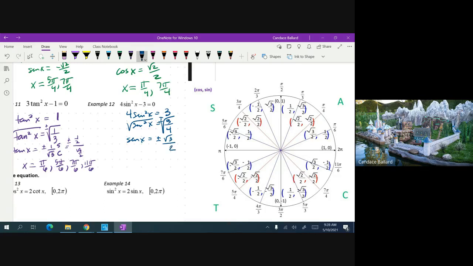Perfect. But this means I need everywhere where the y value is positive square root of 3 over 2 and everywhere where the y value is negative square root of 3 over 2. How many answers do you think I'm going to get? Am I going to get 2 answers? Yeah, when we have to include the pluses and the minuses, we're going to get 4 answers on this. Okay, so let's try to find them.